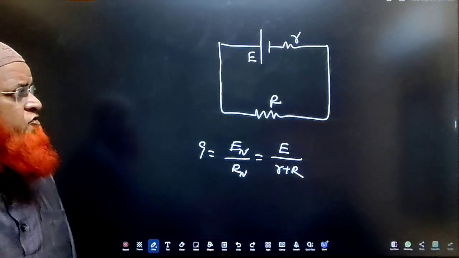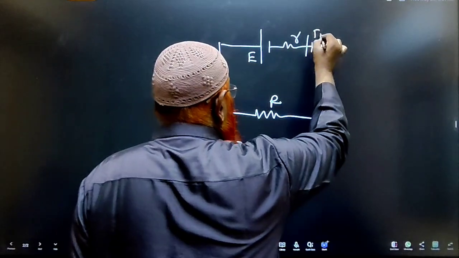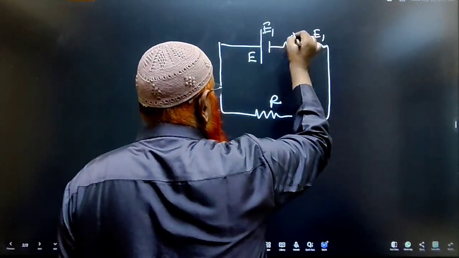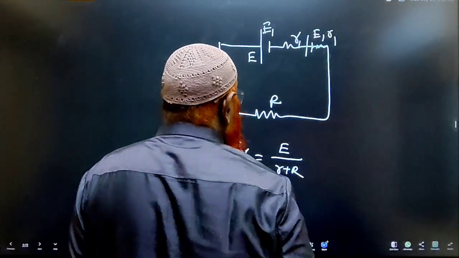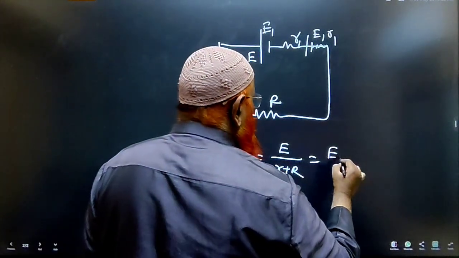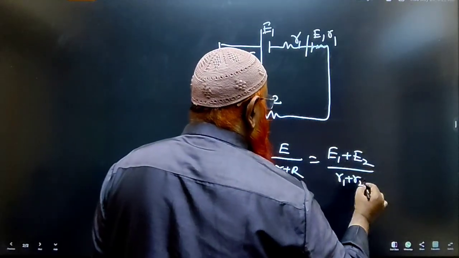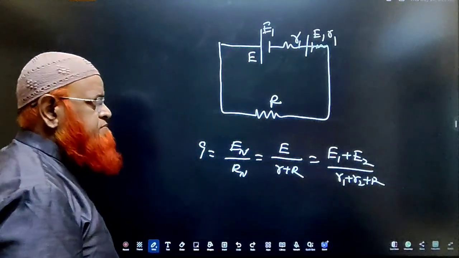For example, here if I take one more cell and one more internal resistance, this is also E1, this is R1, this is also R1, then what will you write? Yes, you will just write E1 plus E2 divided by R1 plus R2 plus capital R.